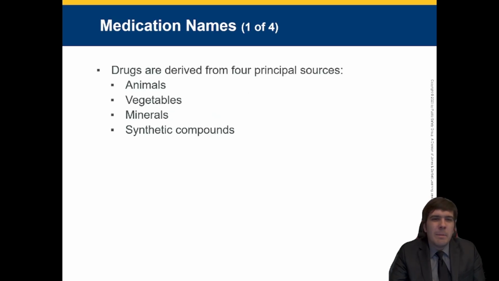So let's talk a little bit about medication names, starting off with finding out where drugs come from. They come from 4 principal sources. Animals. Heparin actually comes from the intestines of pigs. The more you know. Some drugs come from vegetables or plants. Morphine and codeine come from the opium poppy. That is a plant. Minerals, stuff like iron, mag sulfate. And then synthetic compounds like fentanyl. Fentanyl is 100% man-made. It is a synthetic opiate.